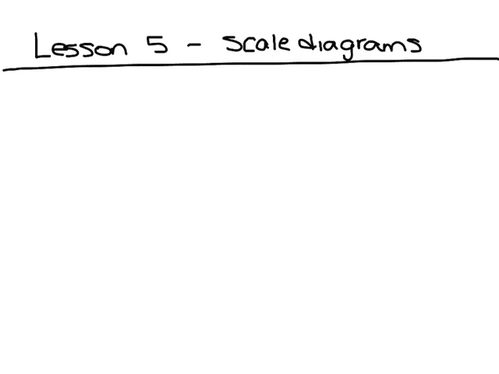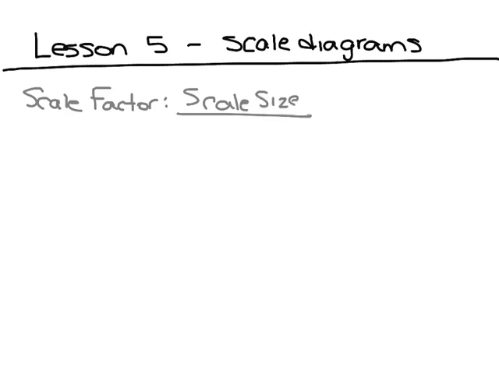Lesson 5, Scale Diagrams. Scale is the ratio of a measurement on a diagram to the corresponding distance on a shape or object represented by the diagram. So you have something bigger or something smaller and a diagram of it. Whenever you set up a scale factor, it's going to be the scale size over the actual size. We just have to keep that in mind when we're doing all of these questions.